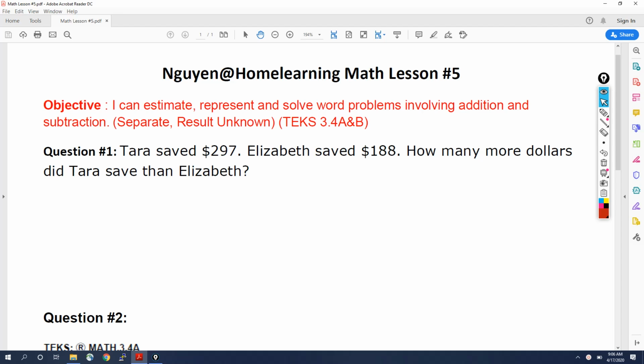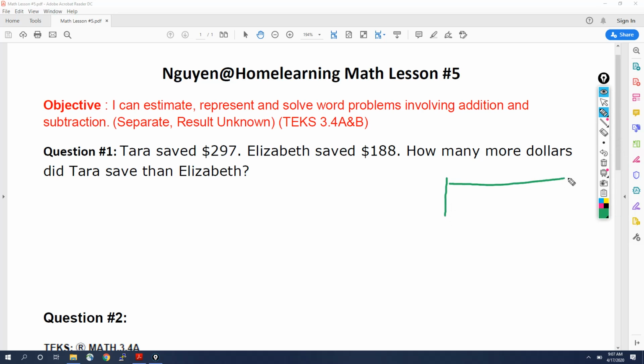Let's get started. Question number 1. Tara saved $297. Elizabeth saved $188. How many more dollars did Tara save than Elizabeth? So this kind of question is compare. They may ask you how many more, or sometimes they ask you how many fewer. Whenever you hear how many more, how many fewer, you need to compare. So let's draw our diagram real quick.